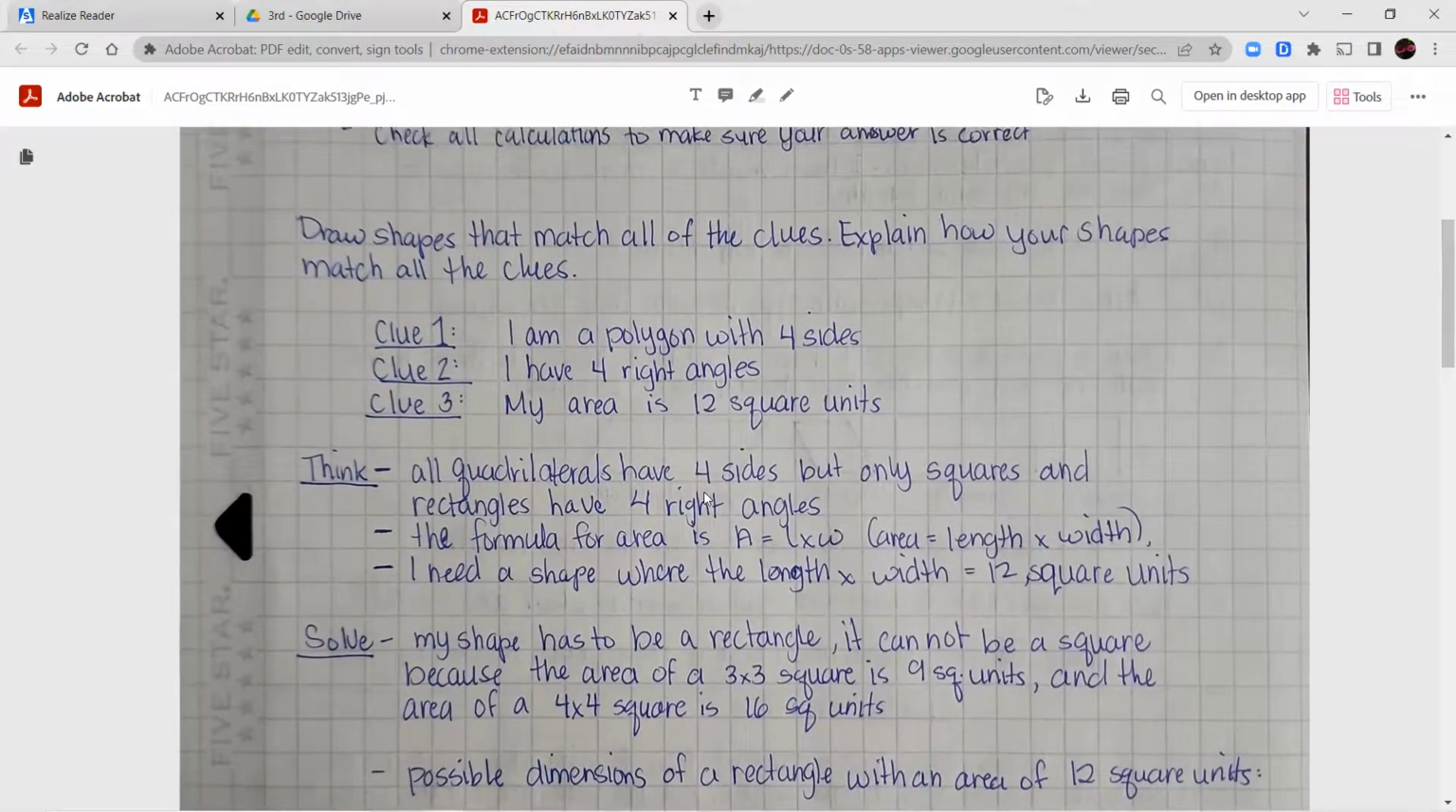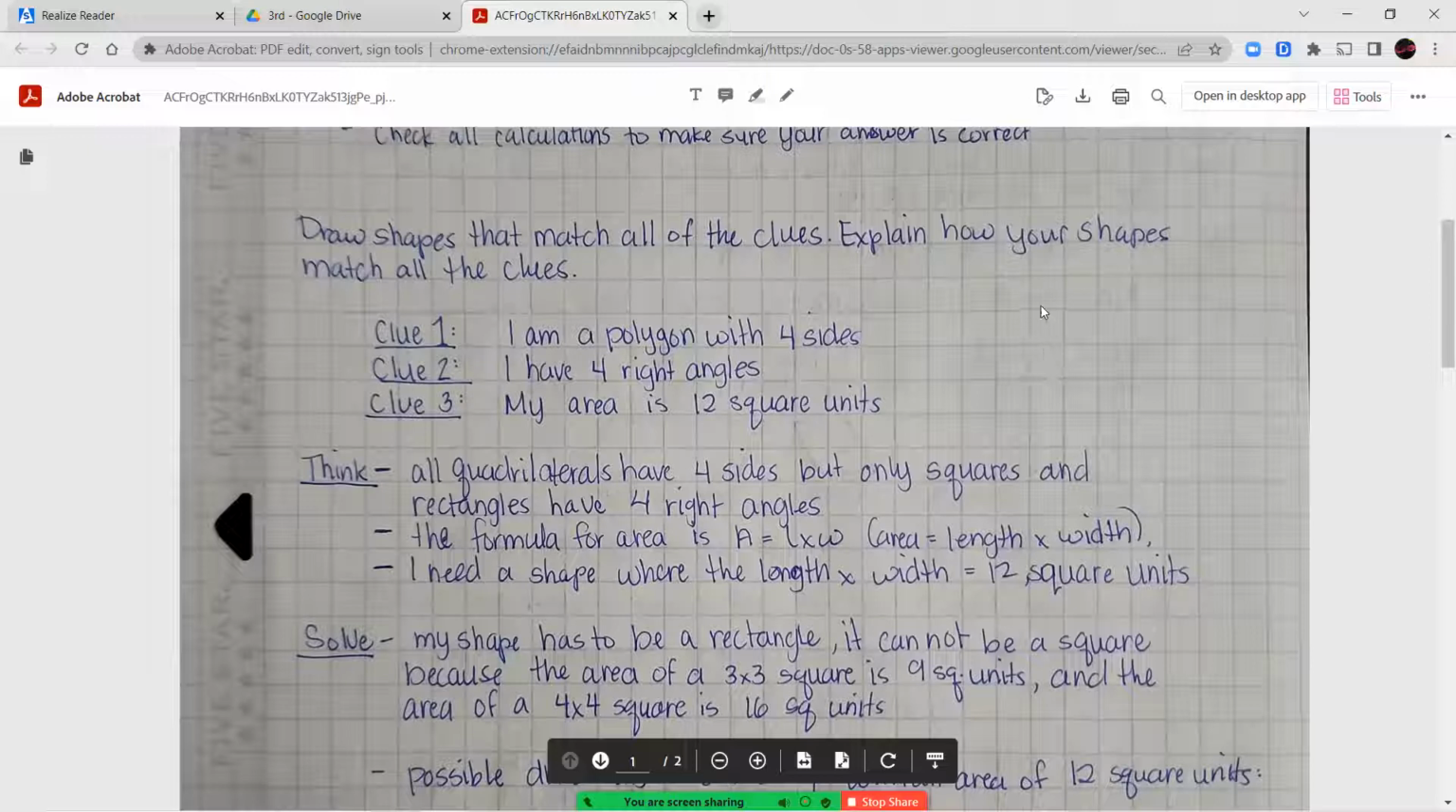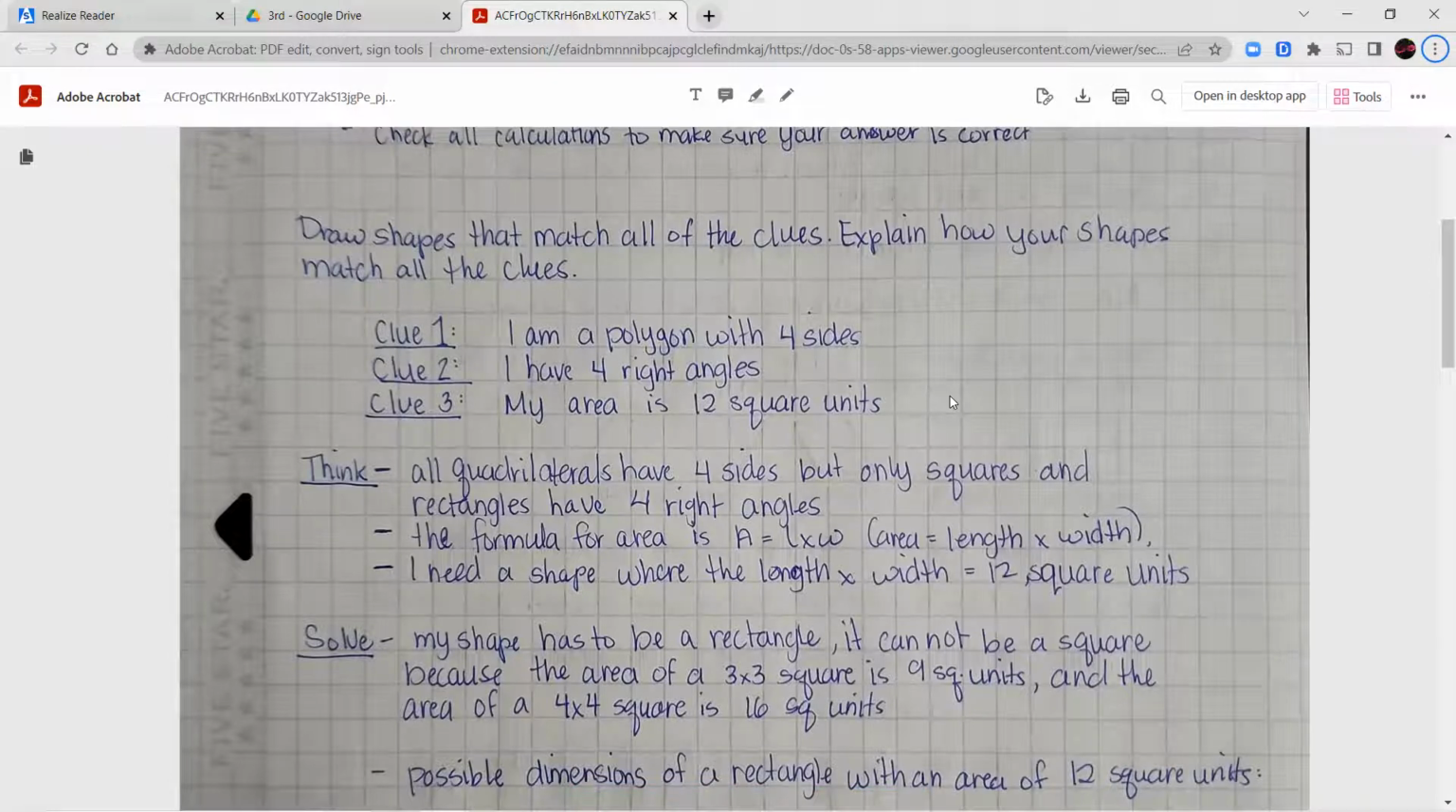Let's take a look at our first example. It says draw shapes that match all of the clues and explain how your shapes match the clues. We have 3 clues. Number 1, I am a polygon with 4 sides. Number 2, I have 4 right angles. And number 3, my area is 12 square units. So I need to stop and think. All my quadrilaterals have 4 sides, but only squares and rectangles have 4 right angles. So now I know that it's got to be either a square or a rectangle.